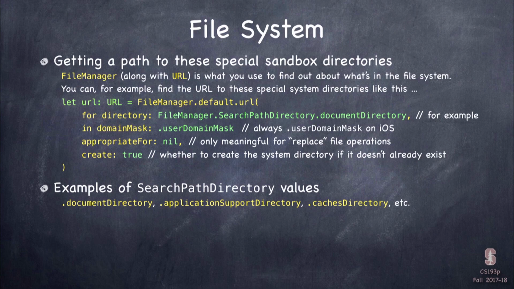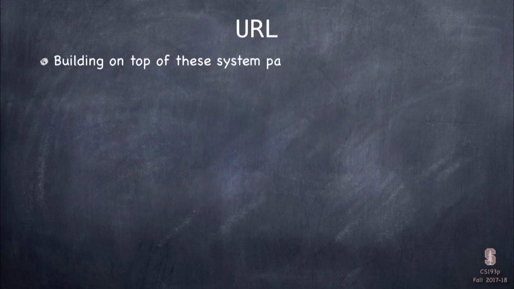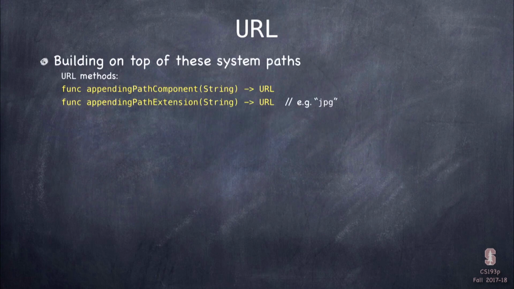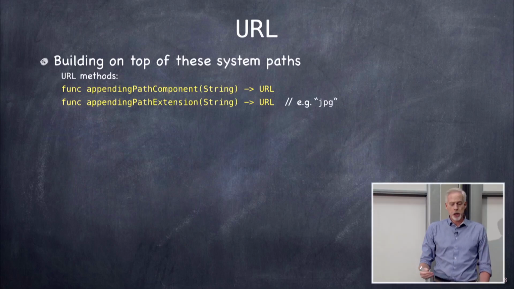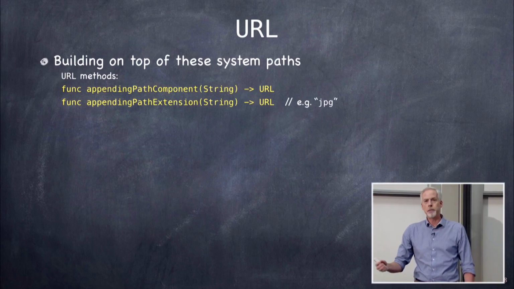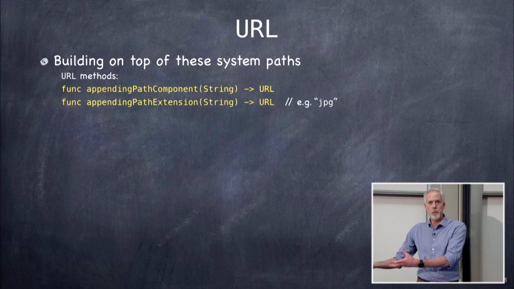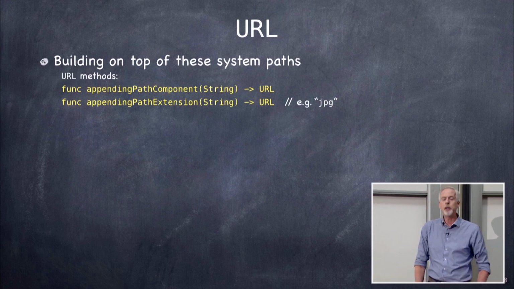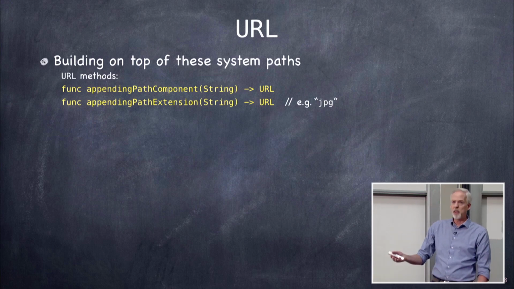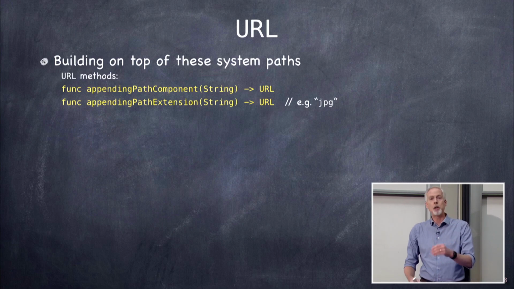So this is how you get a URL. You see the return value is a URL into the sandbox. Now that you have a URL in the sandbox, you can start writing files. The way you do that is by using the URL method appending path component, which adds a directory or the name of a file onto the end of that URL. You can even add file extensions. It's perfectly legal, by the way, to say appending path component foo.jpg. You don't have to do the extension with a separate call there.